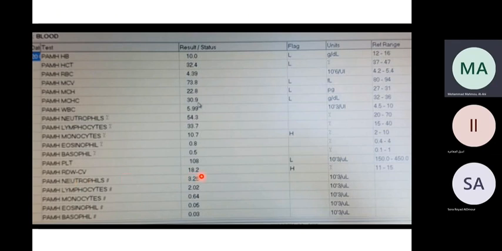The RDW is 18.2 and the normal value is 11 to 15, and the flag is high. So there is an increase in the RDW, which means there is a lot of variation in the size of the RBCs. All of them are microcytic, but there is variation in size. This is more in favor of iron deficiency anemia rather than thalassemia trait or thalassemia minor. This is important to look for.